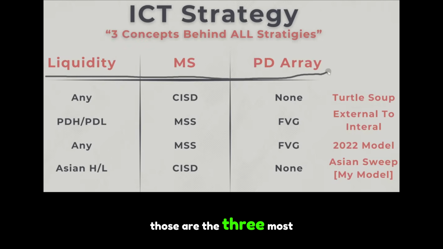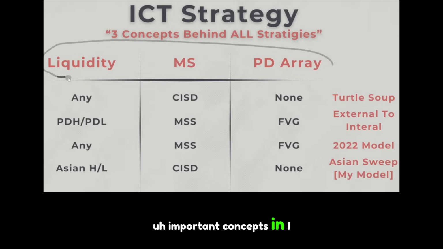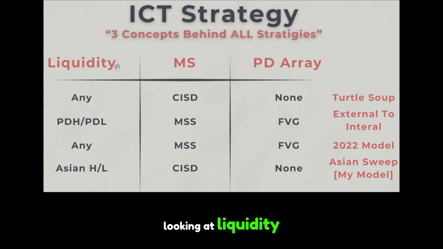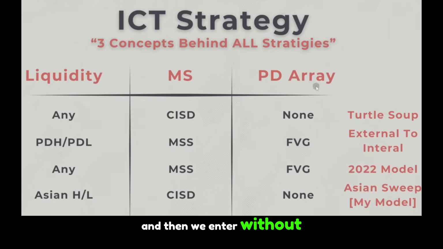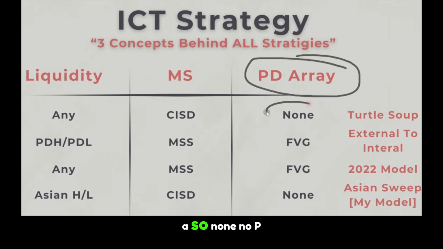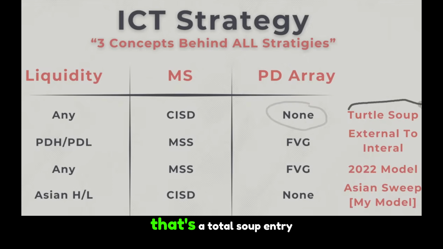And again, those are the three most important concepts in ICT. So liquidity, when we're looking at liquidity when trading turtle soup, what specific liquidity level are we taking a look at? Any liquidity level. And for the market structure shift, in order to enter based on the turtle soup, what do we need to enter? So some people just enter based on the liquidity grab. The actual entry is actually a change of state of delivery. We're going to wait for a change of state of delivery after taking that specific liquidity level, and then we enter without the need of any PD array. So none. No PD array needed. That's a turtle soup entry.